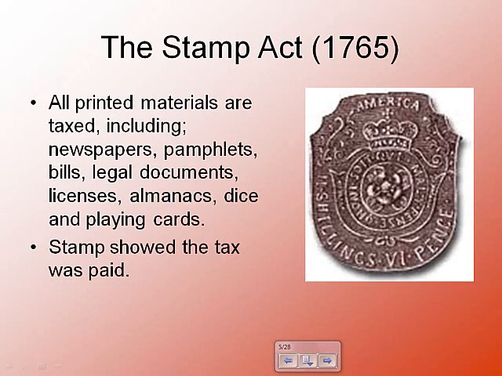You have the Stamp Act from 1765. It basically said that all printed materials should be taxed, including newspapers, pamphlets, bills, legal documents, licenses, almanacs, dice, and playing cards. You can see that those are a lot of commonly used items in the household. So this started to upset the colonists. The stamp that was put on these showed that the tax was being paid. So literally you couldn't buy playing cards or a newspaper without it being taxed. It may have been a small tax, a 1 or 2 cent tax, but over time that really added up.